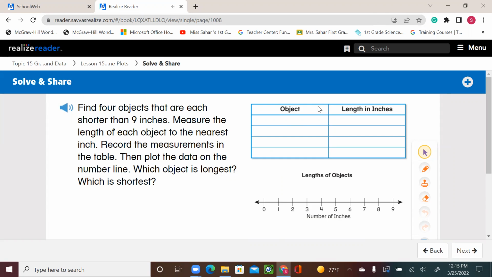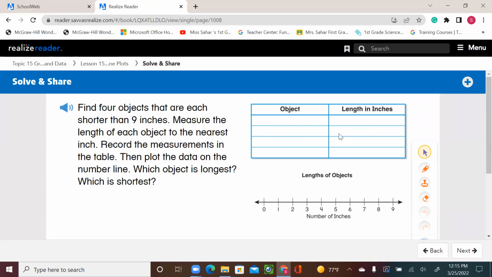All right. So we're using graph data today. We're going to start with objects that are shorter than 9 inches, and that's the measurement that we're going to compare with. So we could look for paper clips, an eraser, pen, pencil, crayons, whatever you have that is smaller than 9 inches. And then we're going to measure it, and we're going to put first the name of the object that we measure, and then the measurement or the length of this object.